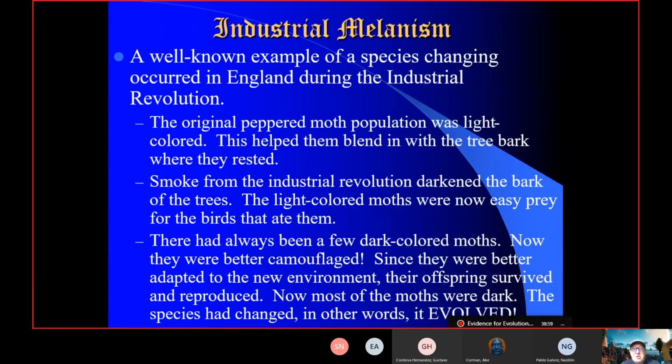And then most of the moths ended up being dark. The light-colored ones got eaten. That left the dark-colored ones to reproduce. They passed on that trait of being dark, and that trait took over the whole population. So the species had changed. In other words, the species had evolved from light-colored to dark-colored.